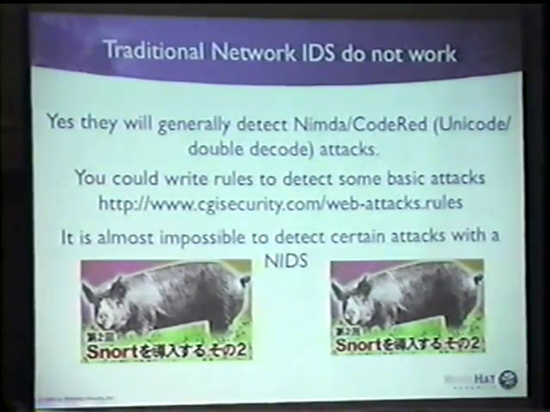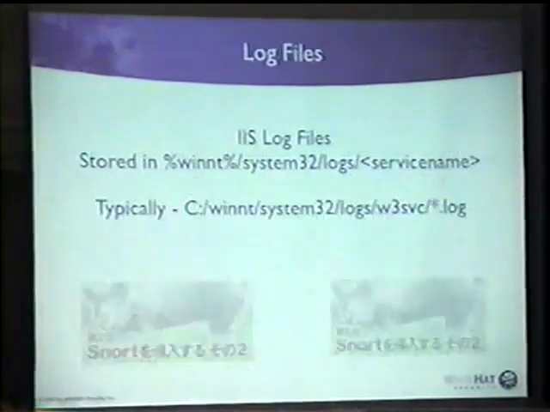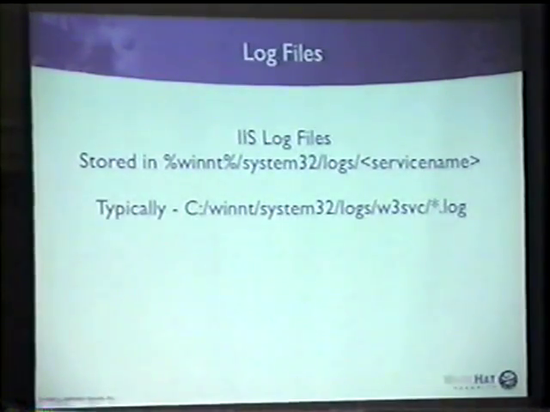There's some web attack rules for Snort out there. Basically, they're looking for command.exe, looking for password files going over your network. It's really not what we're talking about here. And again, they can detect Code Red and Nimda for you all day long. So the only method we have of looking at a web server or a web application attack is with log files. And we have the IIS log files, generally kept in WinNT System32 logs. And that's what we take a look at here.